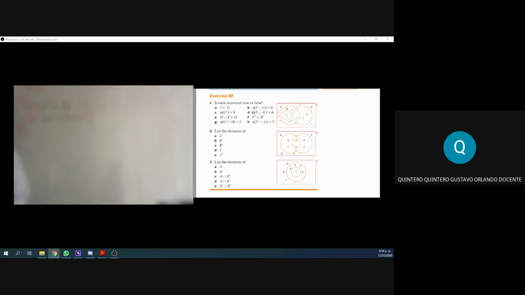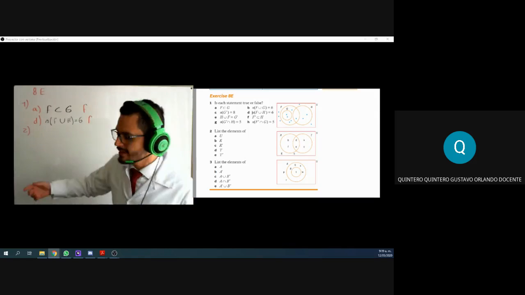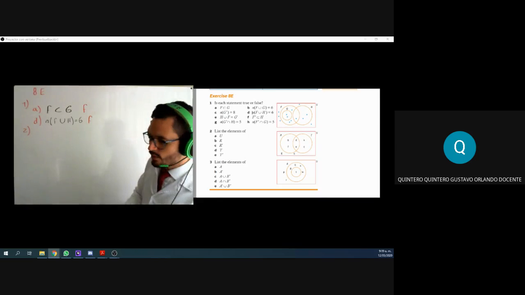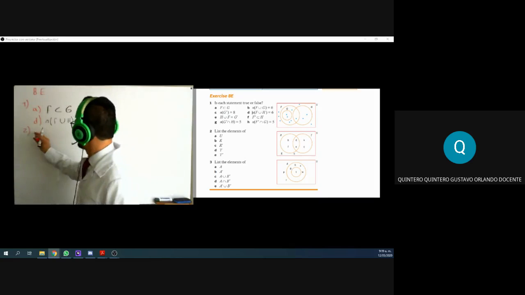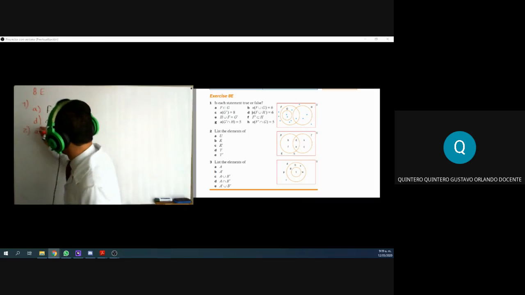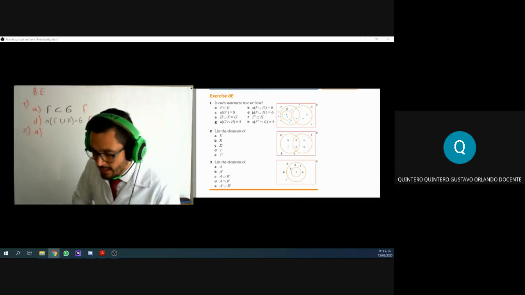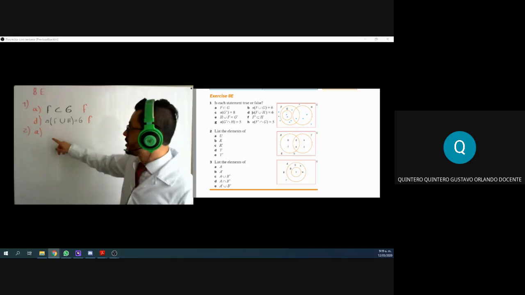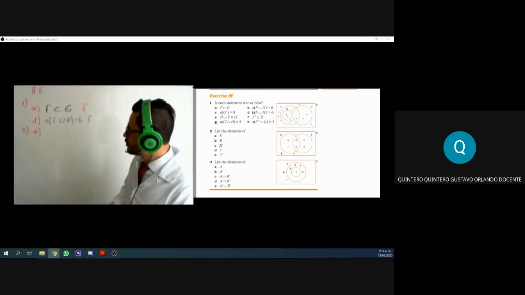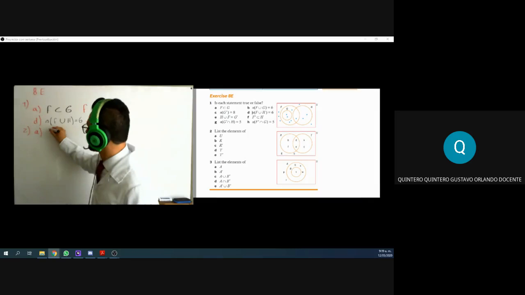All right. Just like in this exercise, we're going to do some of them. I'm going to begin with A. Now in A, in question 2, they want us to list the elements of the universal set. For question A, we want to list the elements of the universal set.